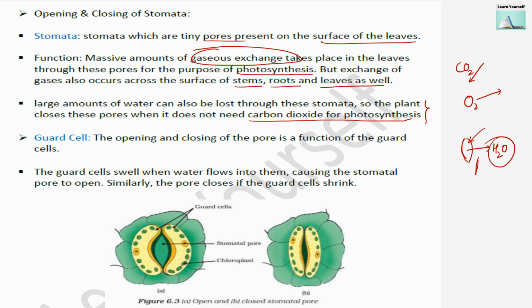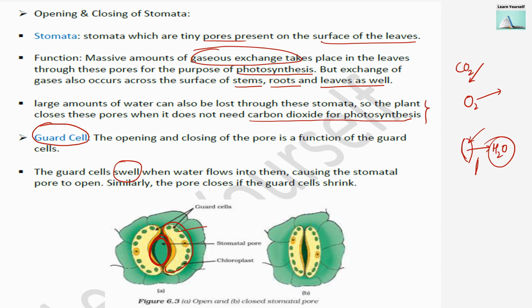Now who will do this? The guard cell will do this. Whenever it is required, it will open the pore, and whenever it is not required, it will close the pore. So the opening and closing of the pore is a function of the guard cell. The guard cell swells when the water flows into them. Here you can see in the figure that these are the guard cells, and they will swell. You can see here the shape has changed because of the swelling of the guard cell. When the water flows into them, it causes the stomatal pore to open, and as you can see, this is a pore and it has opened because of the swelling of the guard cell.